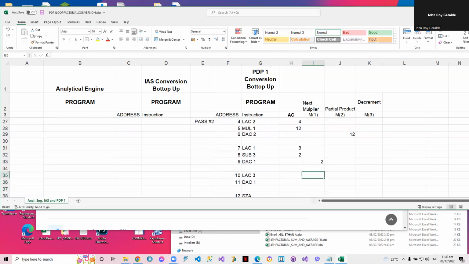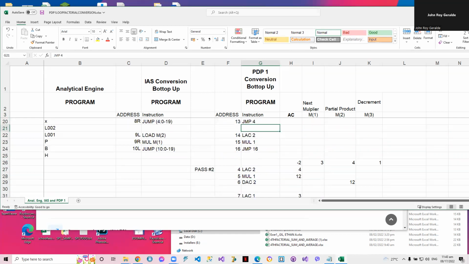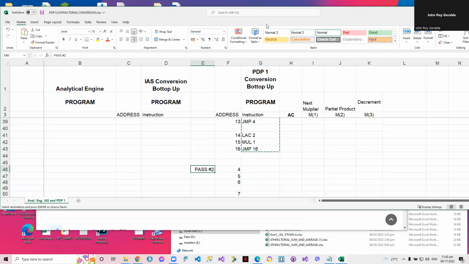Then we proceed to check our loop. LAC 3, which means our accumulator is now 1. DAC 1, which is 2. So 1 minus 2 is -1. And then SZA, skip on 0 accumulator, but the accumulator is not 0. So it will not skip, it will go to line 13, and in line 13 we will go back to line 4. This will now be our third pass.